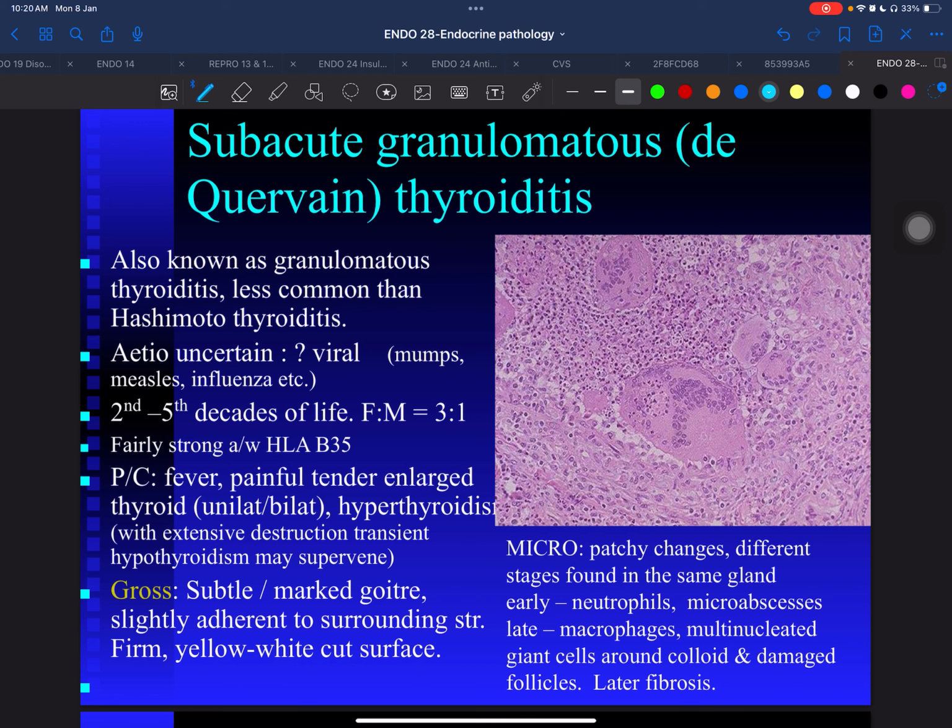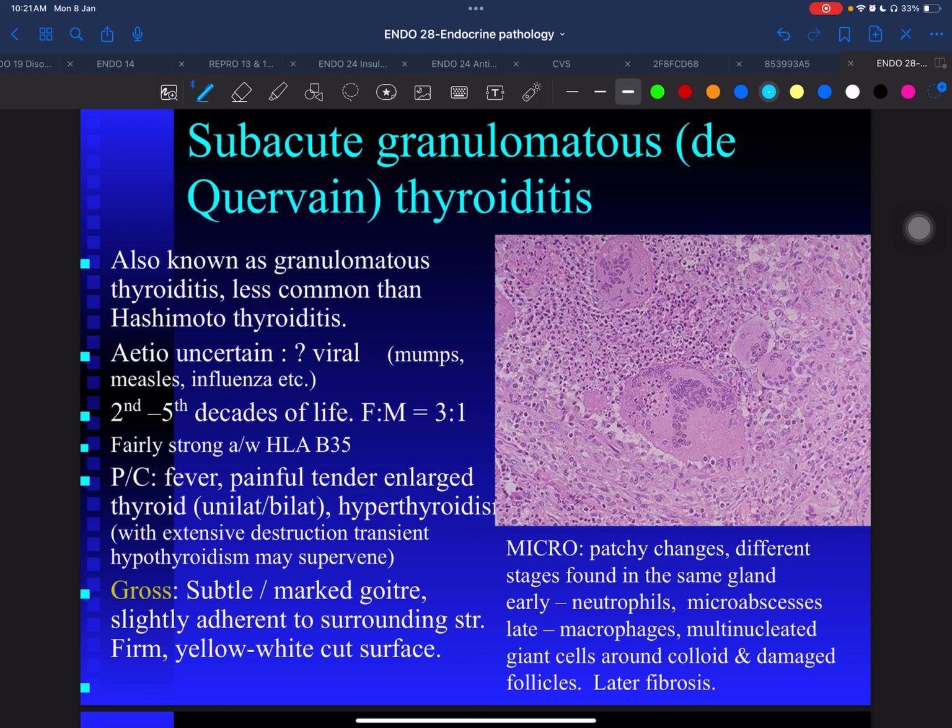It's hyperthyroidism with extensive destruction. Because of the extensive destruction, you tak boleh nak produce the thyroid hormone. So you get hypothyroidism after that. Okay, then you see marked goiter, very subtle, tak nampak sangat goiter dia, the enlargement of the thyroid, or there can be marked goiter with adherent to the surrounding structure. Okay, dia macam melekat, the goiter tu melekat dekat dia punya neck, can cause obstruction juga.